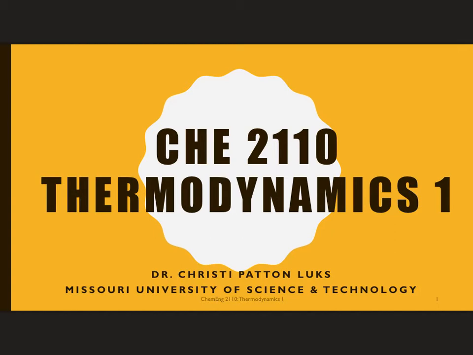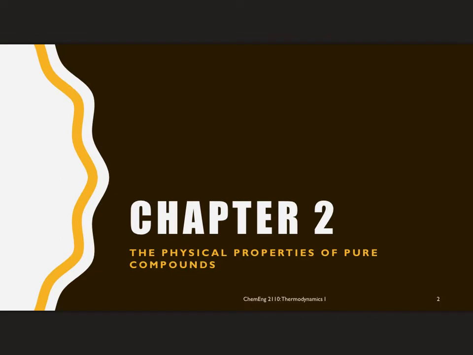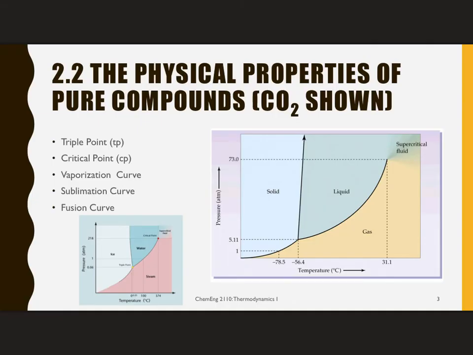In this video, we're going to be looking at Chapter 2, which is the physical properties of pure compounds. Specifically, we're going to be looking at graphical representations of properties. You'll recall that we're going to be defining a state in terms of those physical properties, and so we want to do a little bit of a deeper dive. The large diagram you see here is for pure carbon dioxide, and the smaller one is for water. We'll talk about the differences between those in a few moments.